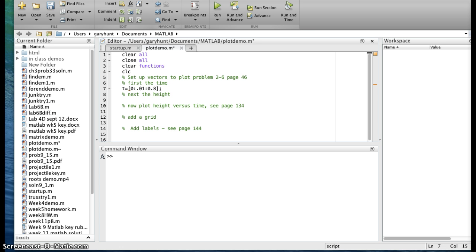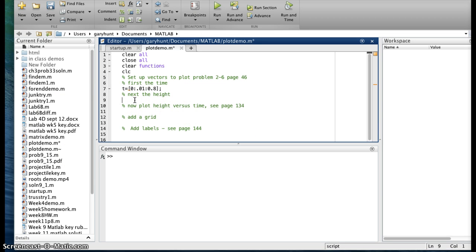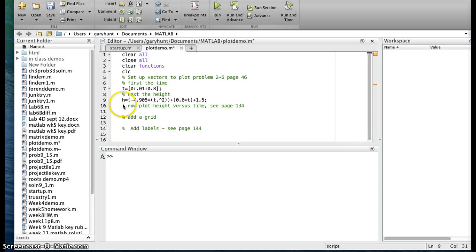Next, let's get our height in there. And this is the function right from the textbook. And so I'm going to paste this guy in there. There we go. The height is negative 4.9 t squared plus 0.6 times t plus 1.5. The semicolon after here is just to suppress the output so I don't get a bunch of garbage at the end. So at this point, I should have a time vector and a height vector, and I just want to plot those guys and see what they look like.